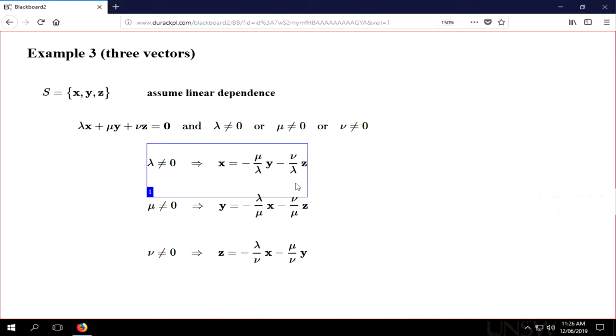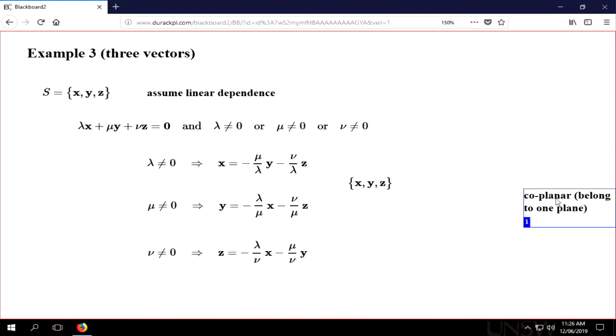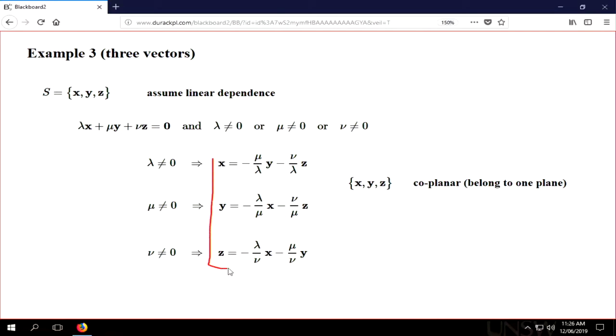The interpretation is that my three vectors belong to one single plane. The term is coplanar for that. In either of these cases, these relations, geometrically, they mean that my three vectors come from one single plane. They sit or belong to one single plane. The term is coplanar. It's like parallel for two vectors. For a plane, it's coplanar. And that's the geometrical interpretation of this fact.